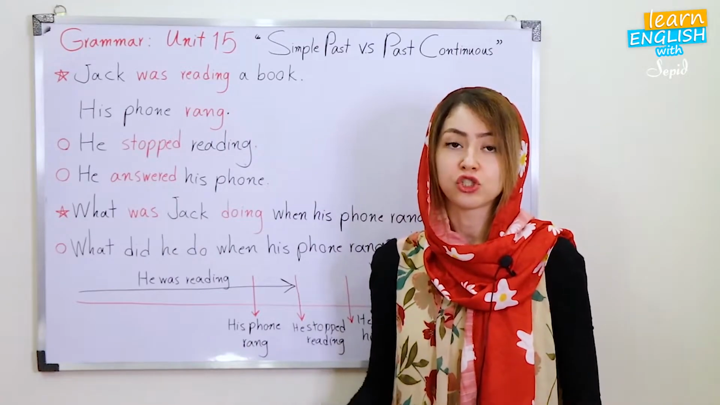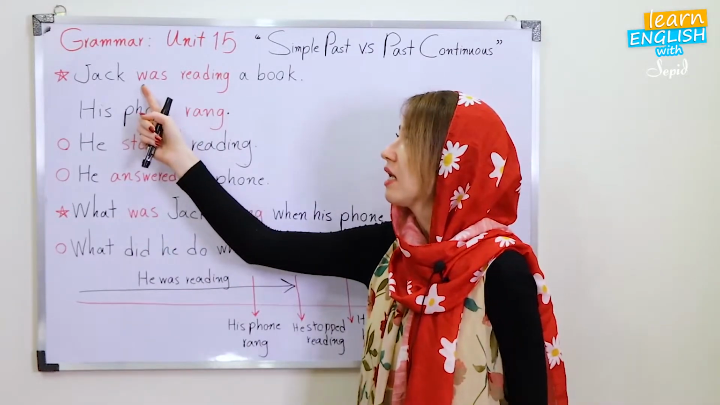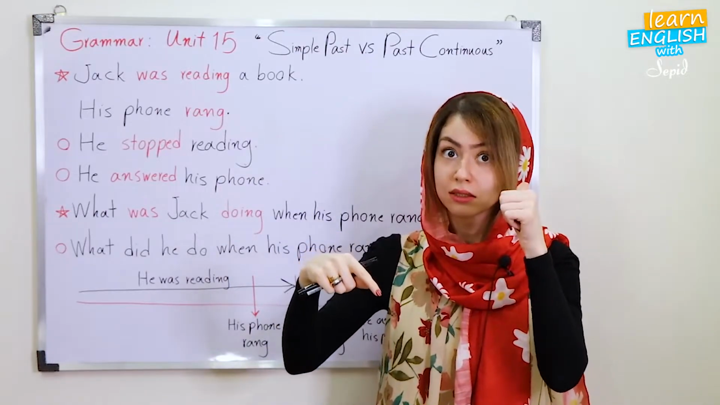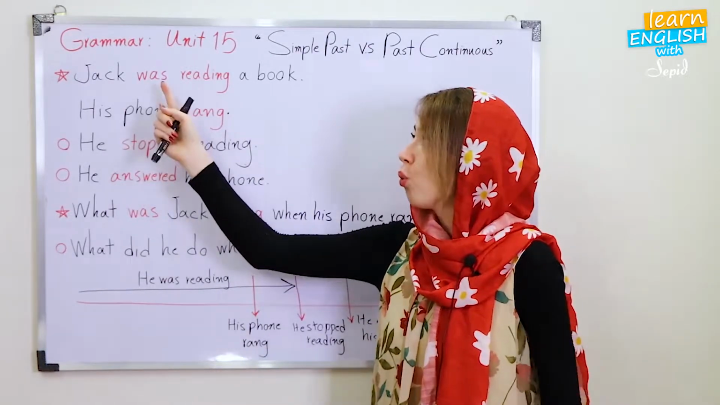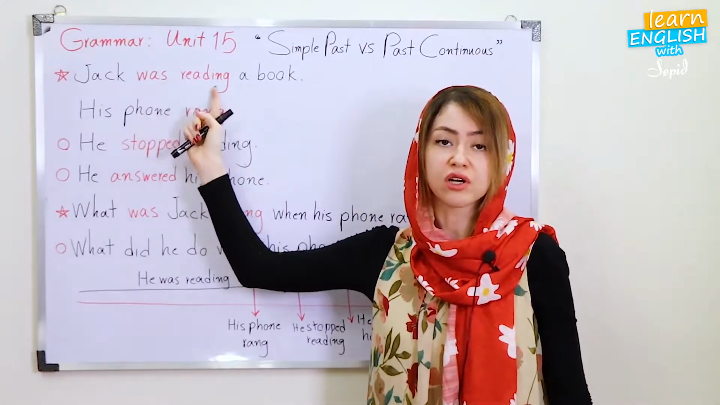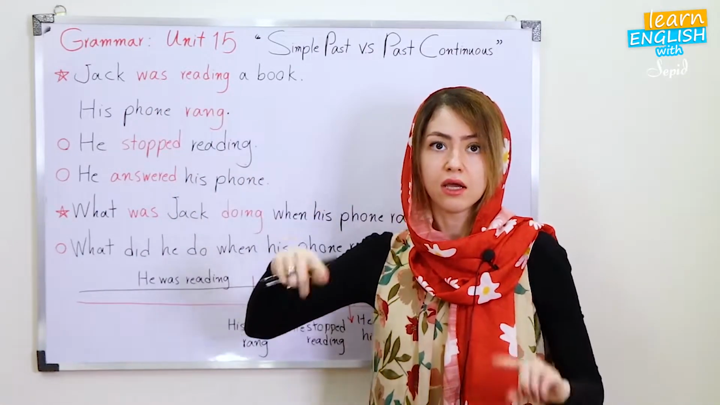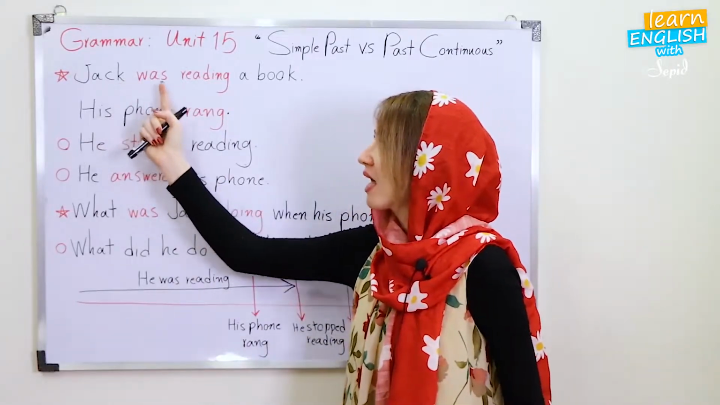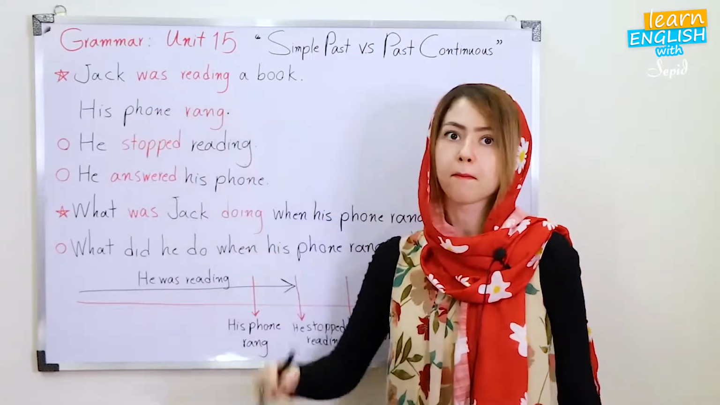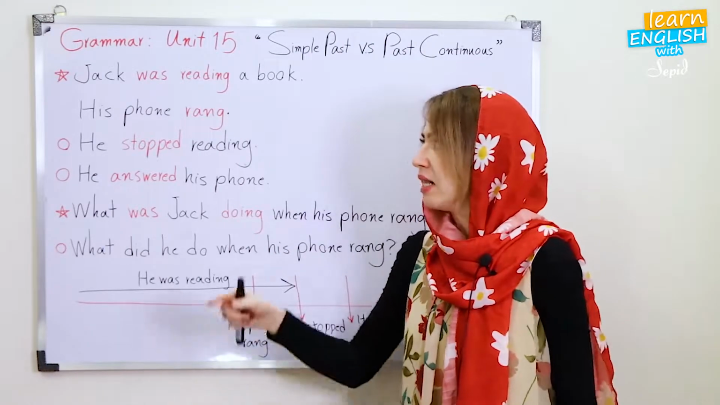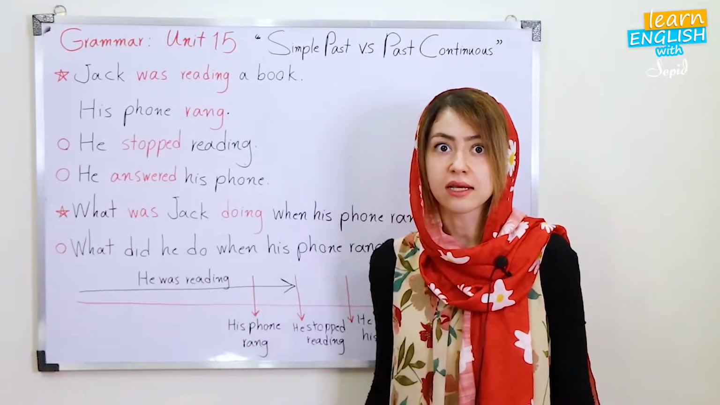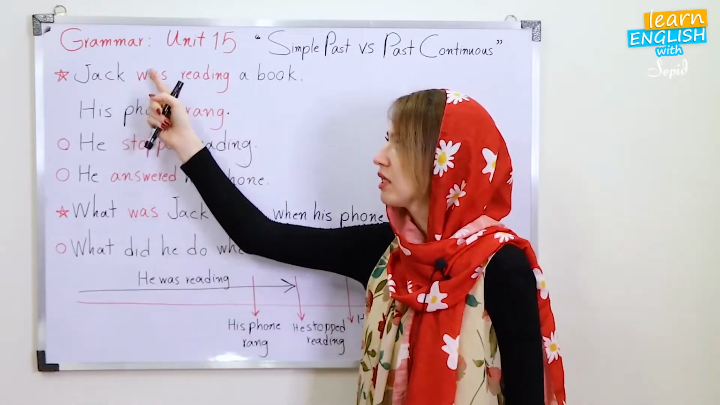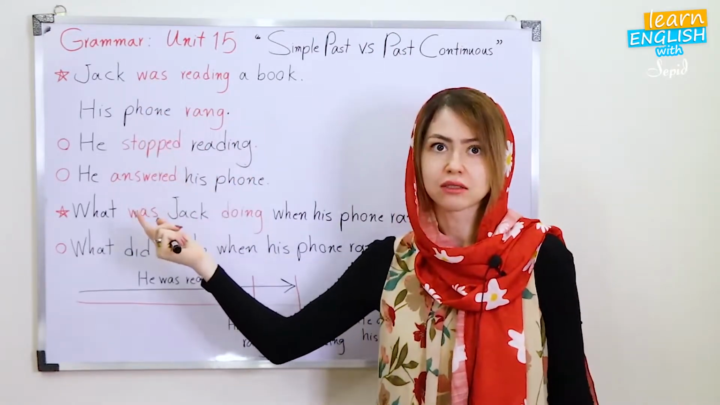It's a kind of action which was in progress, because we are talking about the past tense. There was a duration of time that Jack was reading a book. Let's go to the next sentence. It's like a short story. It's like a chain of actions.